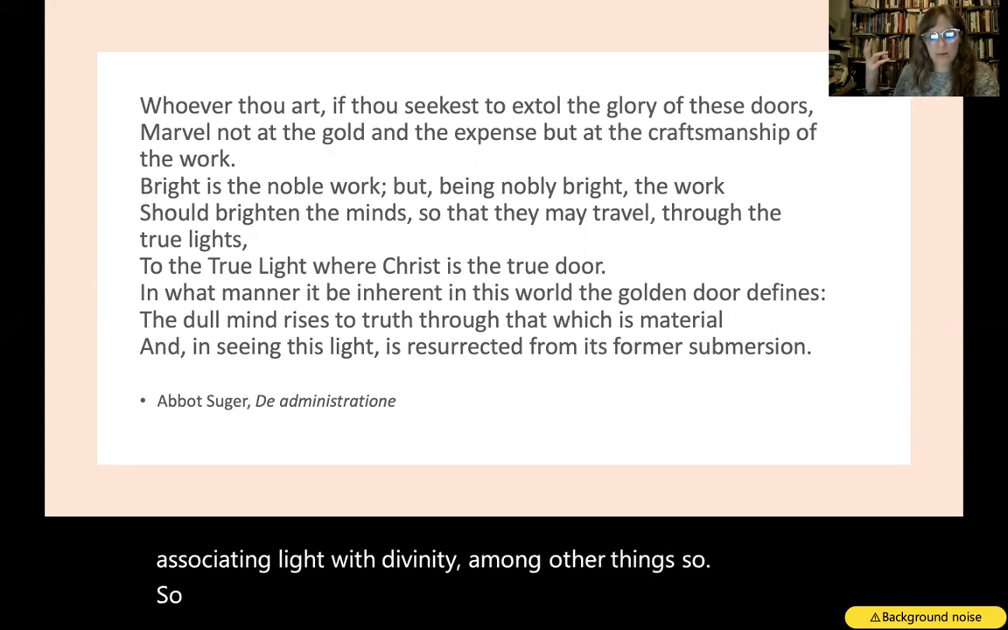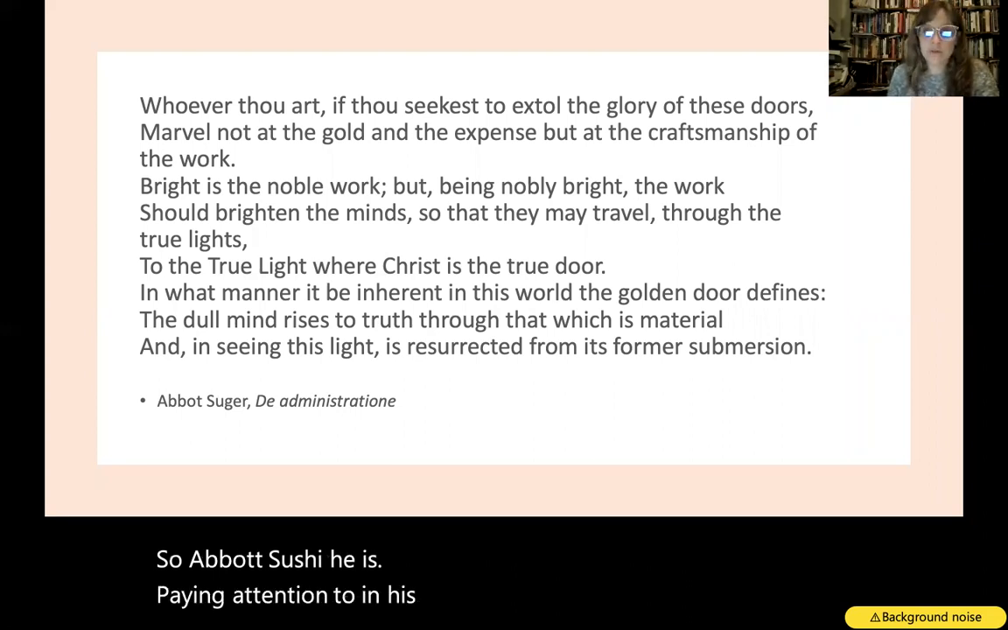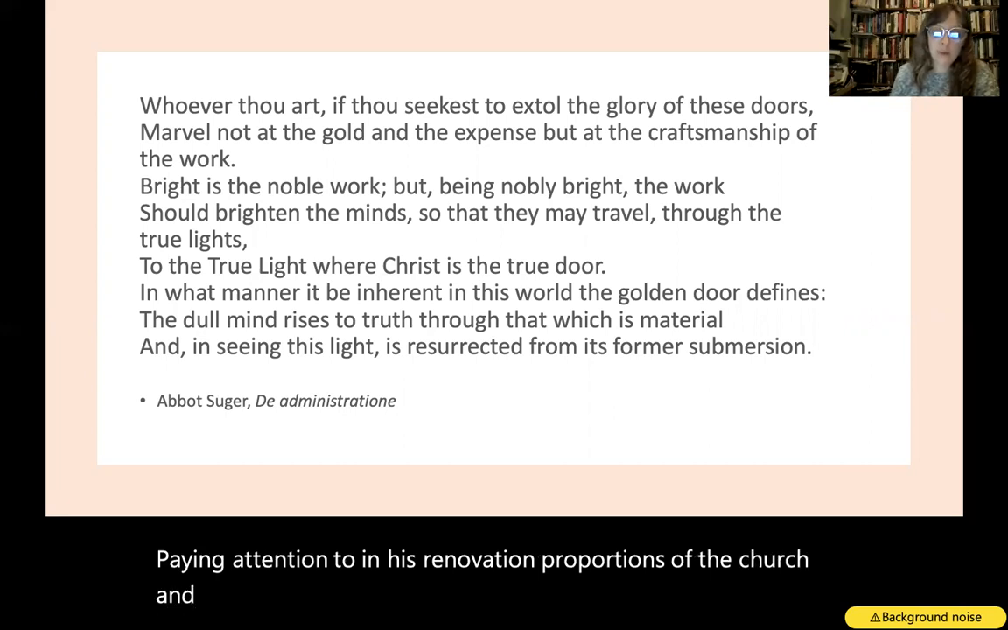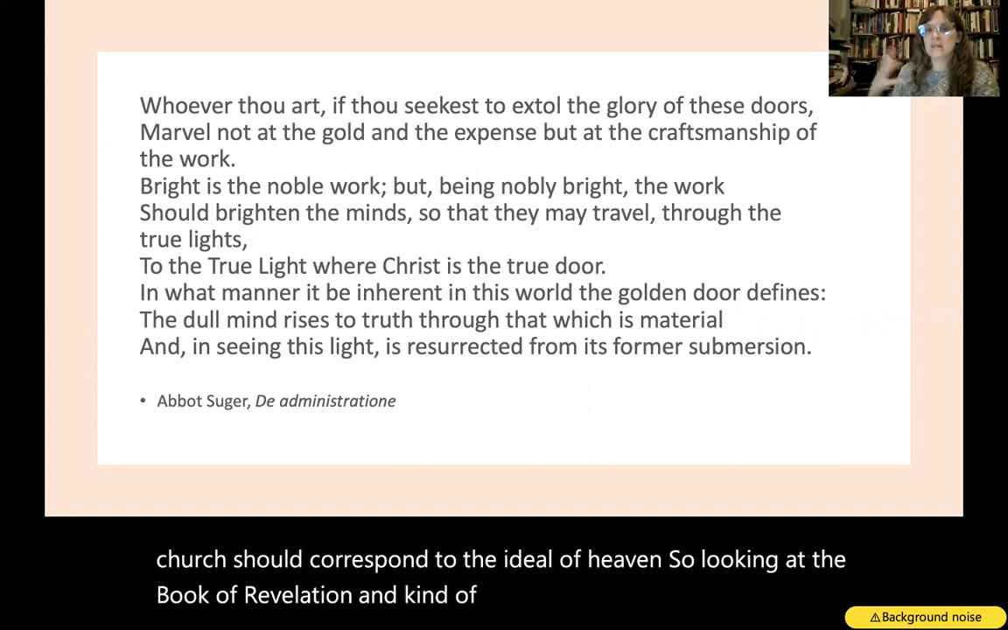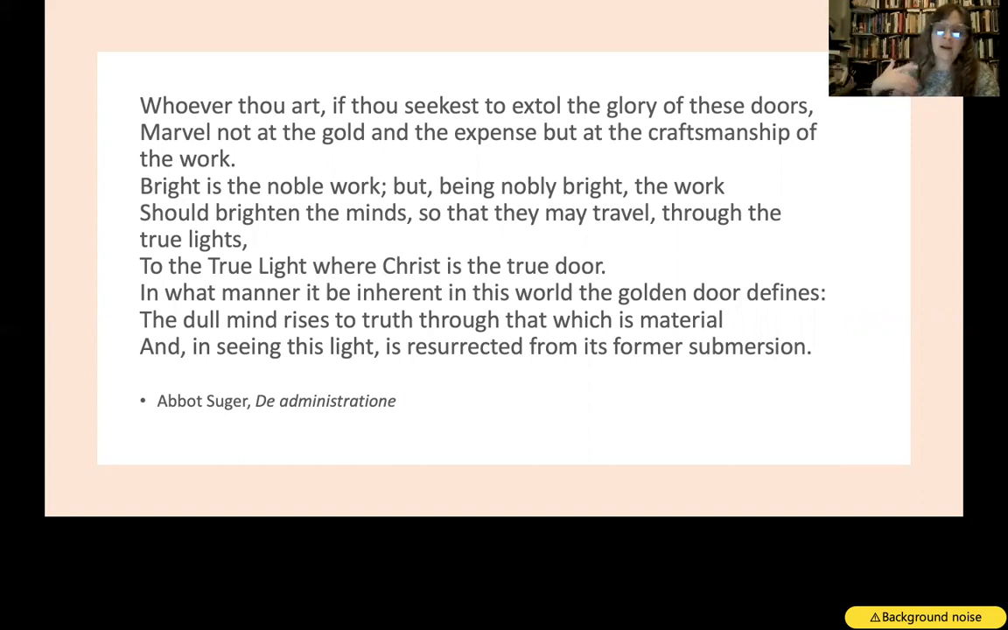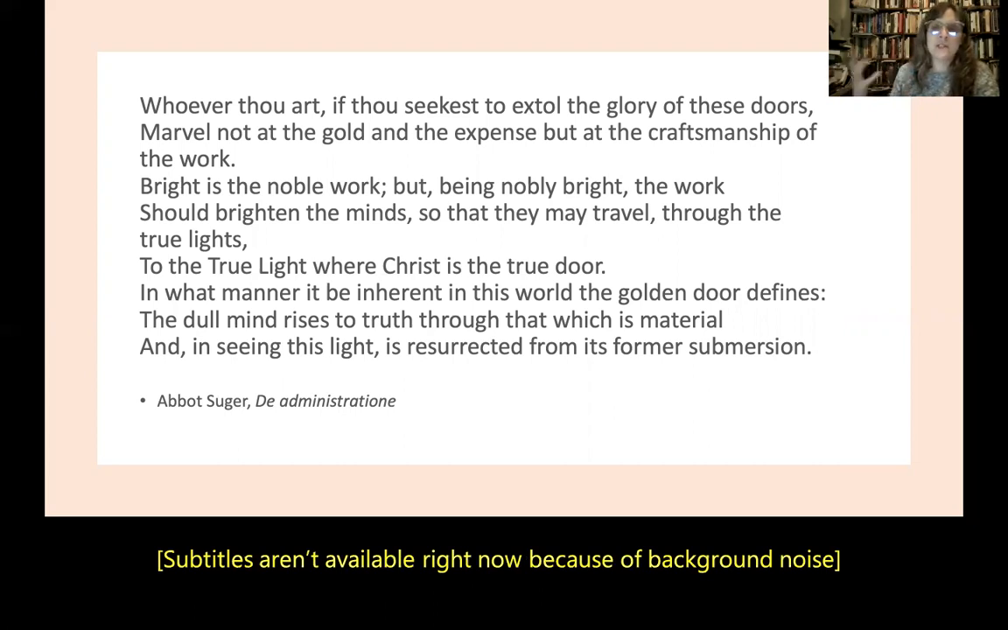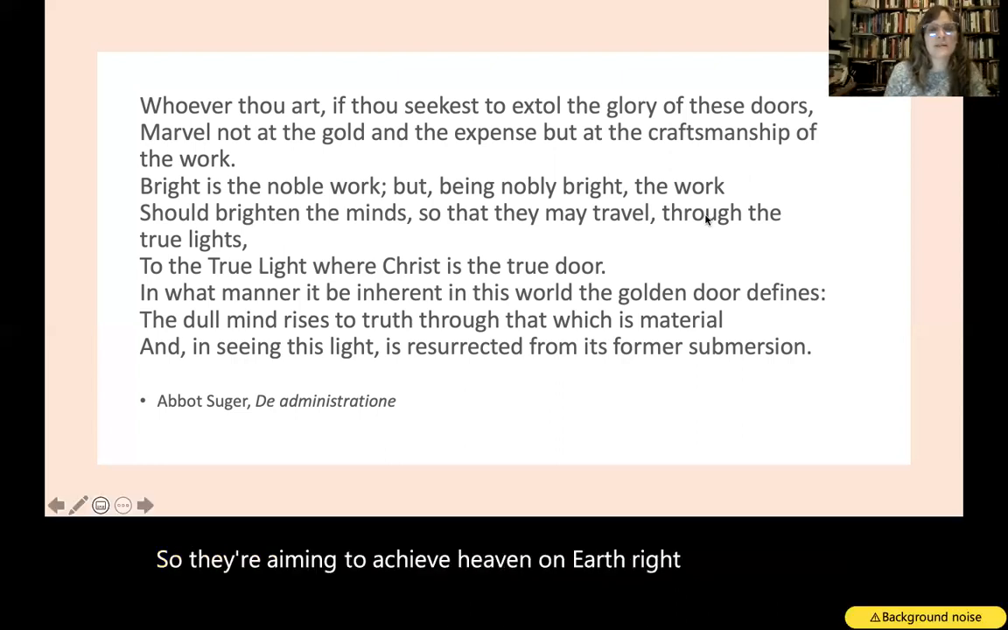So Abbot Suger, in his renovation, is paying attention to the proportions of the church and ascribing symbolic meaning to them. The proportions of a church should correspond to the ideal of heaven. So looking at the book of Revelation and the symbolism of the description of the heavenly Jerusalem, Noah's Ark, for example, which is said to be 50 cubits. Medieval architects and theologians are thinking about those meanings and using them to map out. We'll talk more about the proportion of Gothic cathedrals in class. So they're aiming to achieve heaven on earth, right, in creating these sacred spaces.